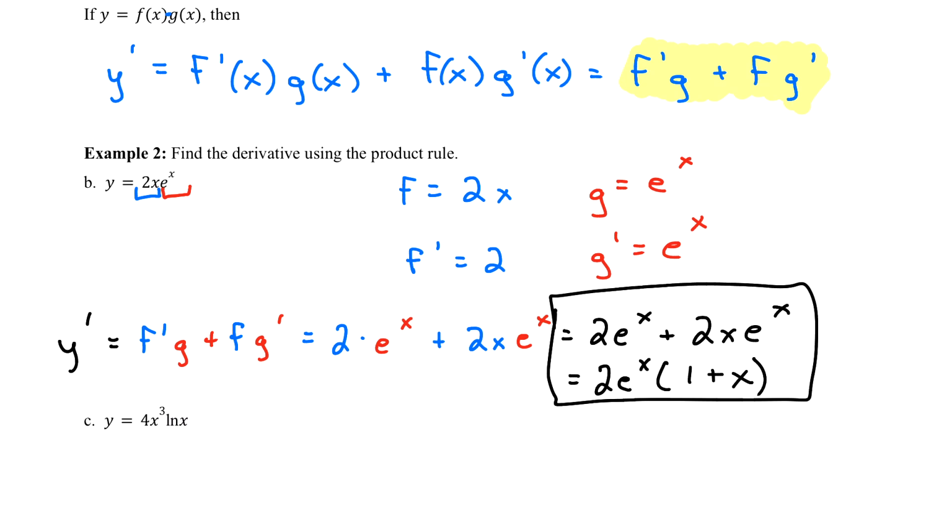If you don't want to factor right now at this point, that's okay, but there will be some problems that we'll see coming up later on in this section where it'll be more helpful to have it in that factored form.